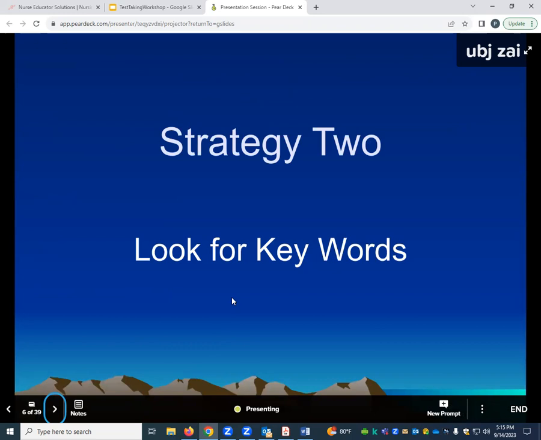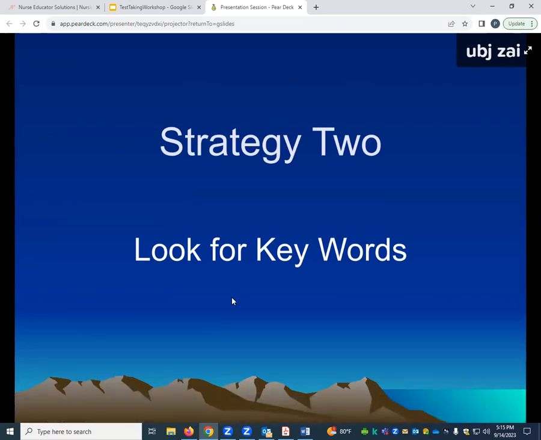Look for keywords. Focus your attention on keywords like early or late, or the best, or the first, or the initial, something you're going to do immediately, what is most likely to happen, what is least likely to happen. Look for those kinds of words. In therapeutic communication questions, what's the most appropriate thing that you could say in the scenario? What's the least appropriate thing to say in the scenario? Those are going to help you pick the best answer for that question.